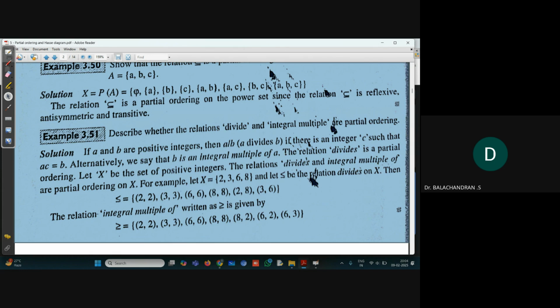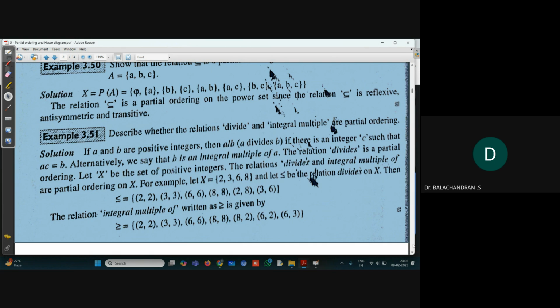Similarly, A is an integral multiple of B, and B is an integral multiple of A implies A equal to B. Similarly, last one: A is an integral multiple of B, and B is an integral multiple of C. Then you can say A is an integral multiple of C. So that's why divides and integral multiple are partial orderings.